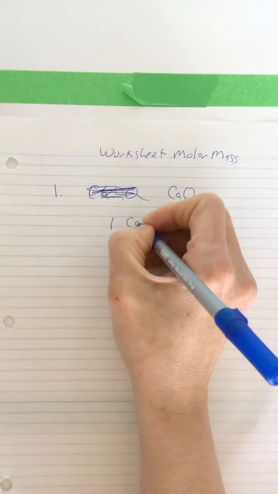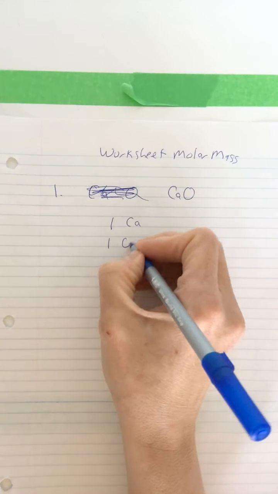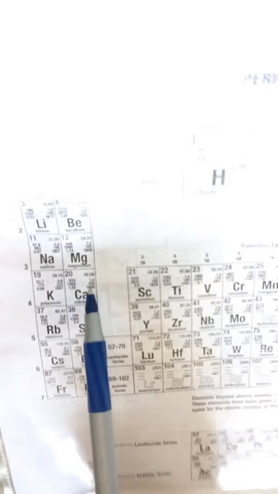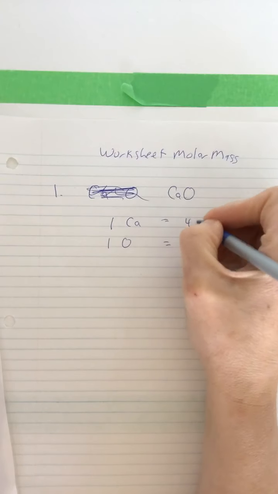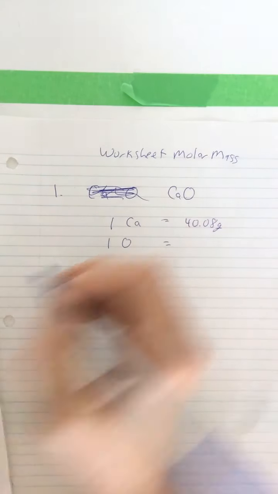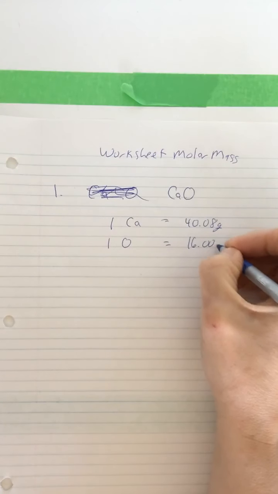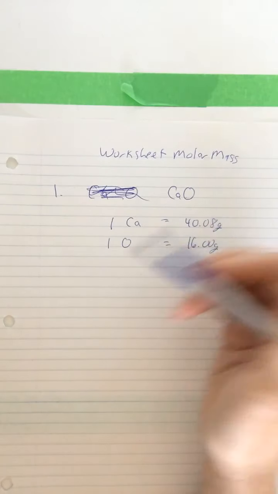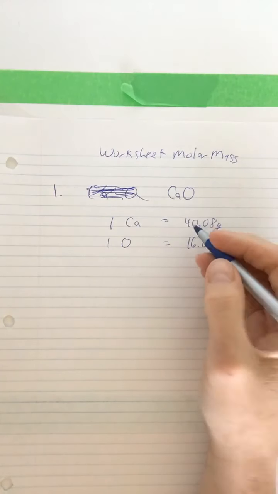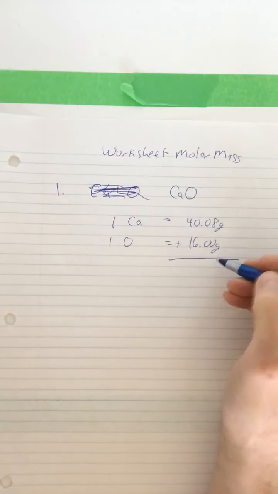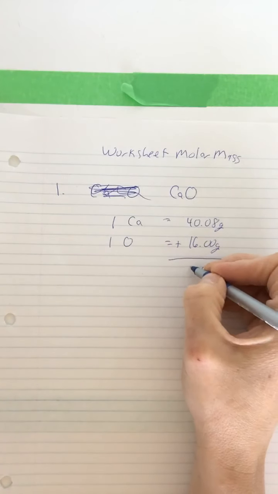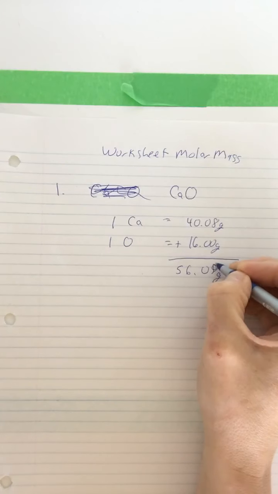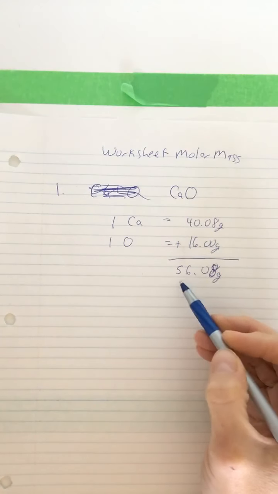Well, this one's super easy because I only have 1 calcium and 1 oxygen. So that's easy. Let's look up calcium. Periodic table, I look, it's 40.08 grams. Oxygen, periodic table, up here on the right, it's 16. And I only have 1 of each, so I didn't even have to multiply it by anything. So I add these 2 things together. So this one you can even do in your head.